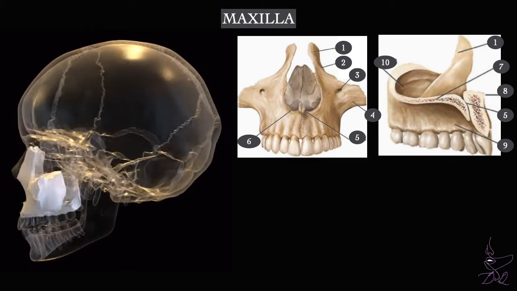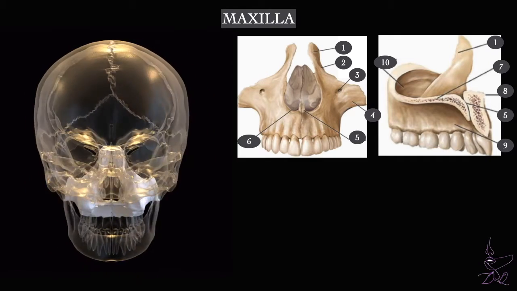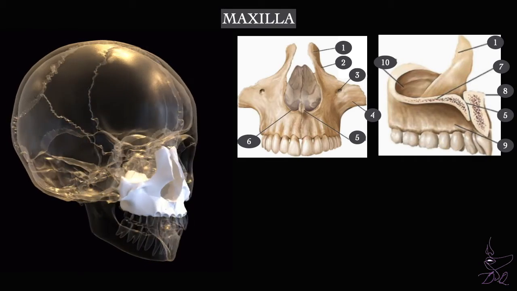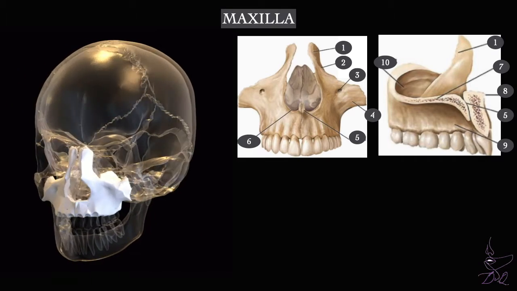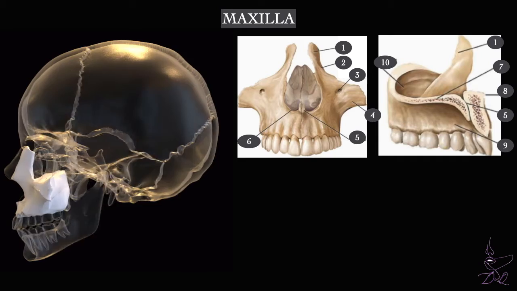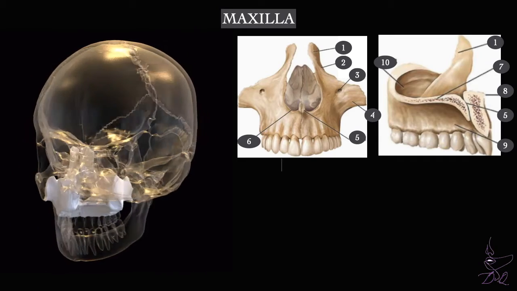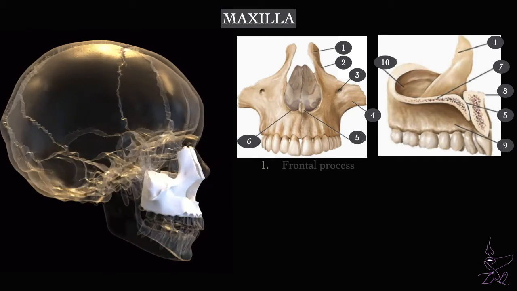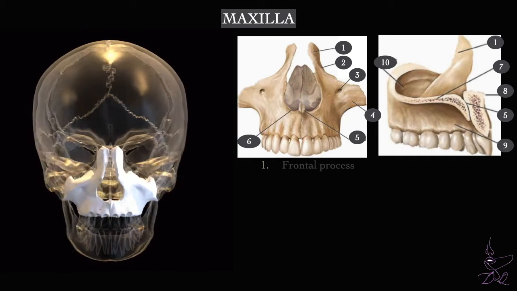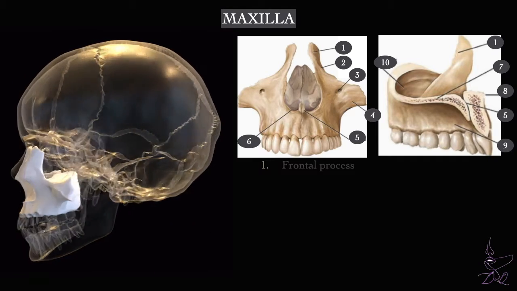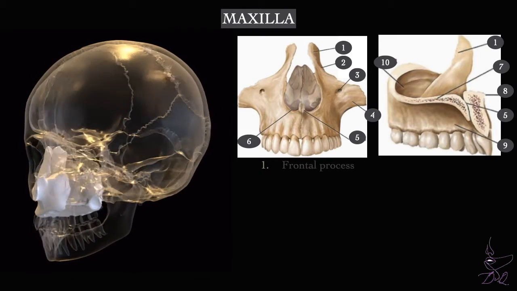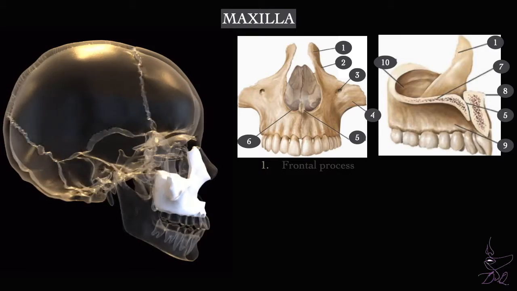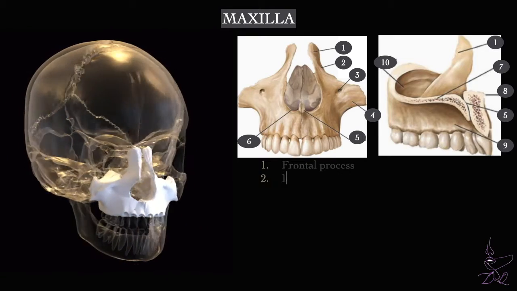Now let's look at the maxilla. The maxilla consists of the body and its four projections. We have the frontal process, the zygomatic process, the palatine process, the alveolar process. The body of the maxilla is the largest part of the bone and it is shaped like a pyramid. Now the frontal process has a vertical ridge which constitutes the medial border of the orbit. That is, it has the anterior lacrimal crest. Posteriorly, it forms a lacrimal groove together with the lacrimal bone.